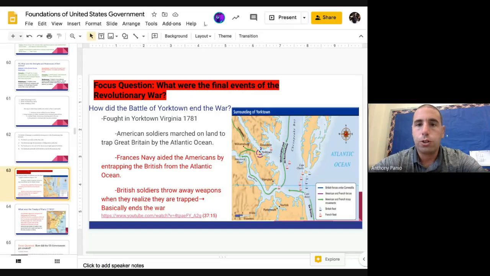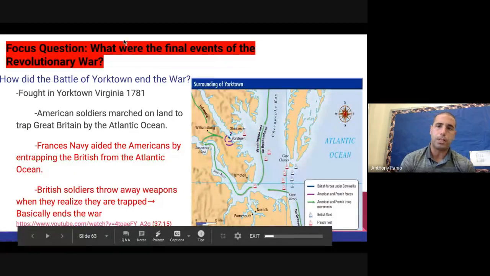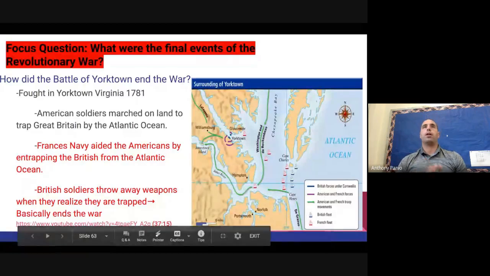So the focus question here, let's just make sure it does it. Excellent. The focus question here is, what were the final events of the Revolutionary War? Which is something we're going to focus in on. This slide isn't as important as the next slide, so if you don't finish copying what's in red, it's not a big deal, but definitely just write down the focus question. The next thing we'll learn about is the Treaty of Paris, which is extremely important for the end of the lesson here.